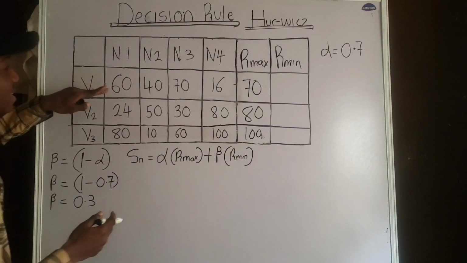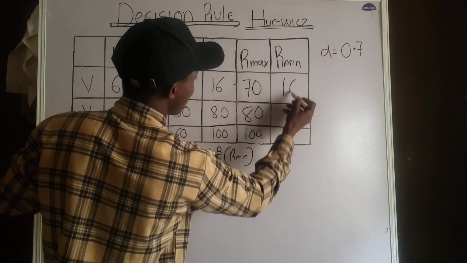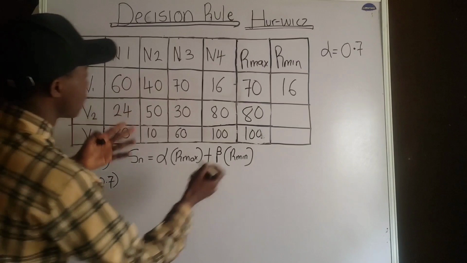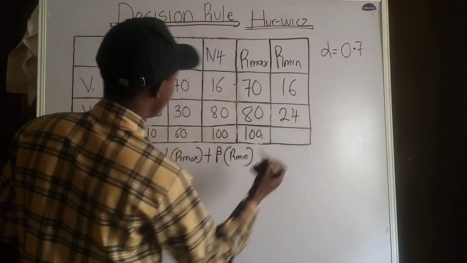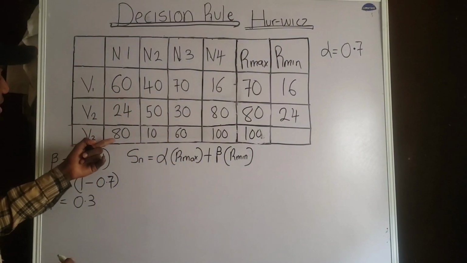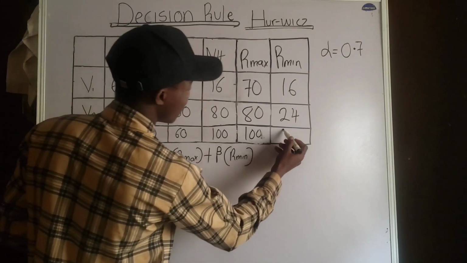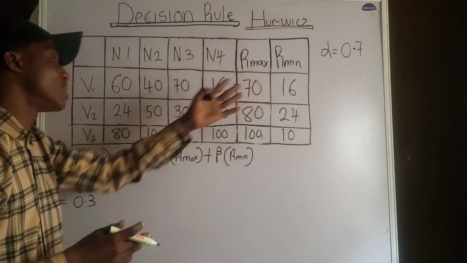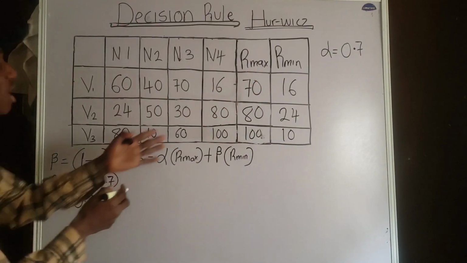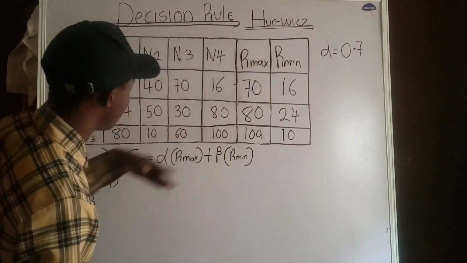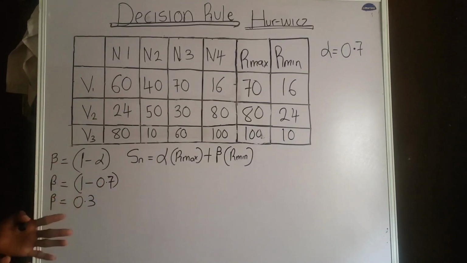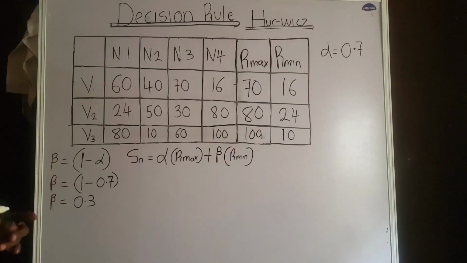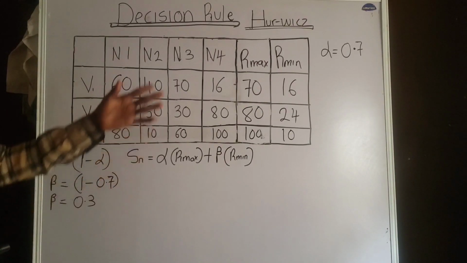Now let us list the row minimum. The row minimum for variety 1 is 16. The row minimum for variety 2 is 24. The row minimum for variety 3 is 10. So I have calculated the row maximum and row minimum. The next step is to substitute the row maximum, the row minimum, and the alpha and beta into this formula. Then the highest value among these varieties will be the correct answer, the best strategy for the farmer according to the Hurwicz criterion.